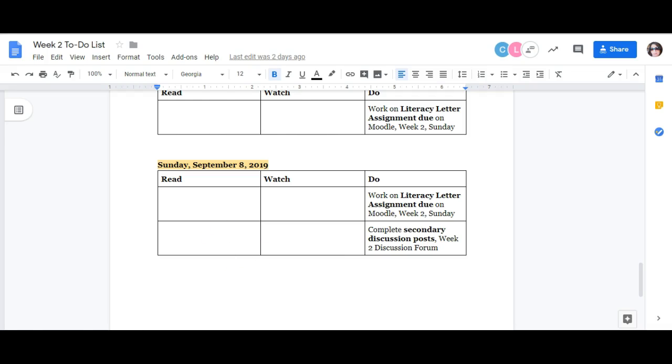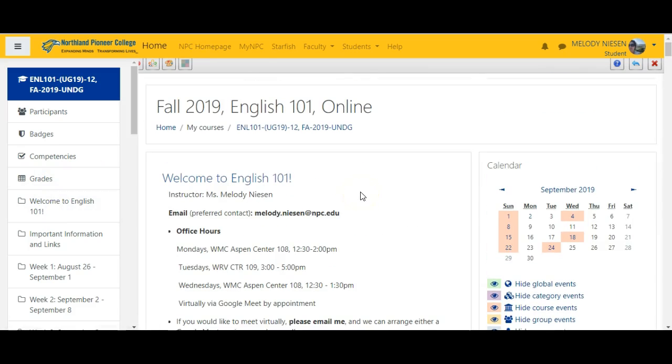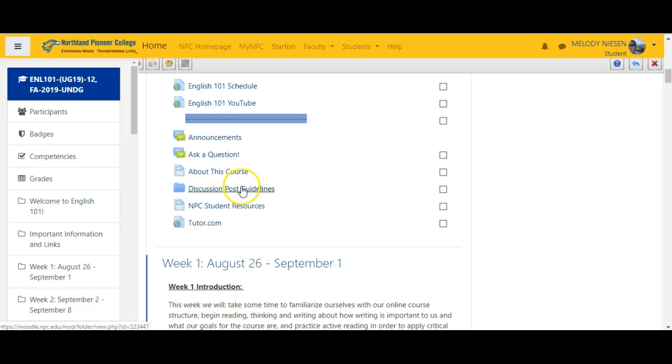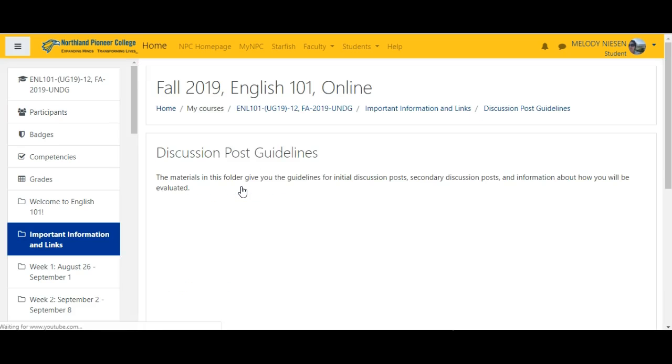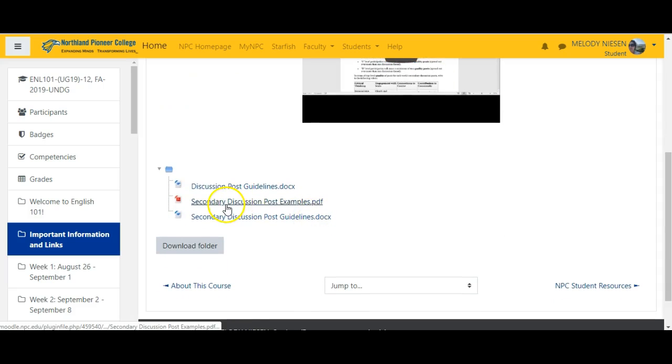I wanted to remind everyone too, if you are wondering what you need to do for your secondary discussion posts, you can find that information here on Moodle. There is a folder, Discussion Post Guidelines, and there is some information, a video for you to walk through, and there are examples of secondary discussion posts, and then there are the guidelines. So if you didn't get a 10 out of 10 this week, or 20 out of 20 this week, you might want to review these guidelines to ensure that you're completing the assignment.